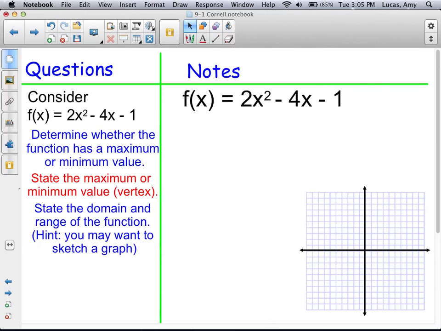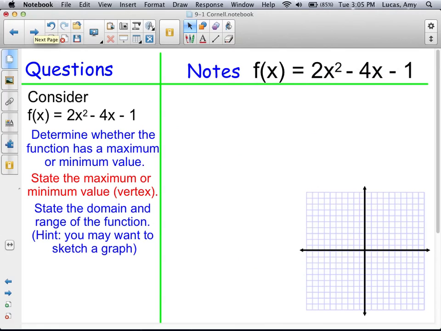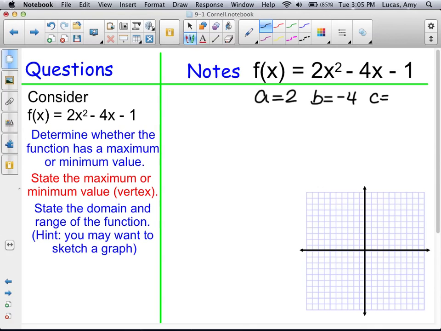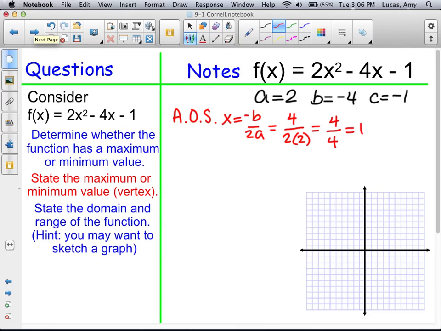One more example just like that first one with the same directions. So I'm going to start out by identifying A, B, and C. Next, find the axis of symmetry. X equals the opposite of B over 2A. The opposite of -4 is 4. 2 times A, which is 2, gives me another 4. So if I divide those, I get 1. So my axis of symmetry is +1.